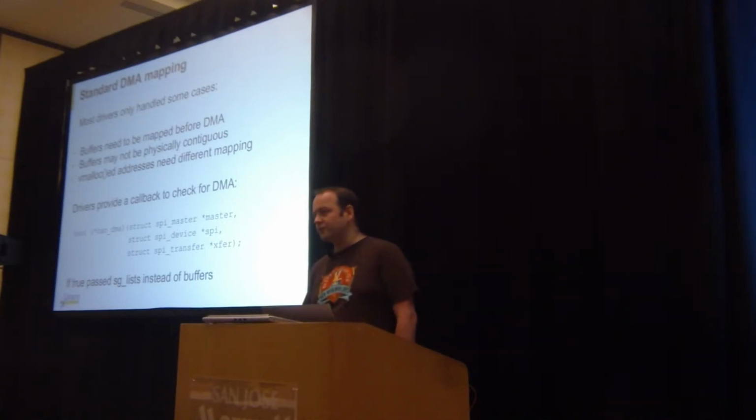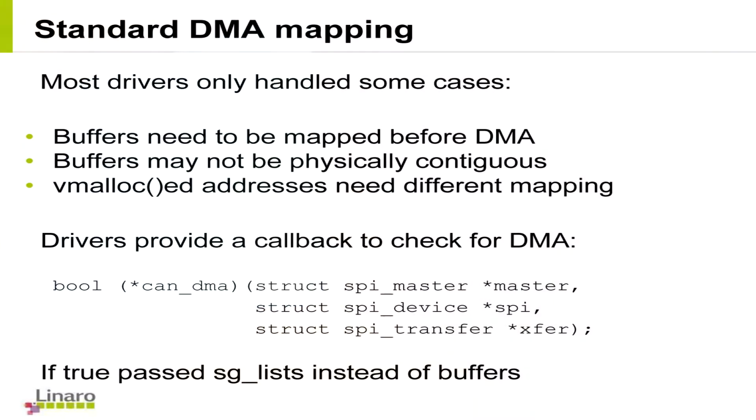The way the framework feature works is pretty simple. Drivers provide this can_DMA callback, which is called for every transfer. If that callback is present and returns true, then when the driver gets called to do the transfer, it will have the buffers mapped as SG lists already. So it can just take the SG lists, hand them over to the DMA engine, with any parameters it needs, and job done.